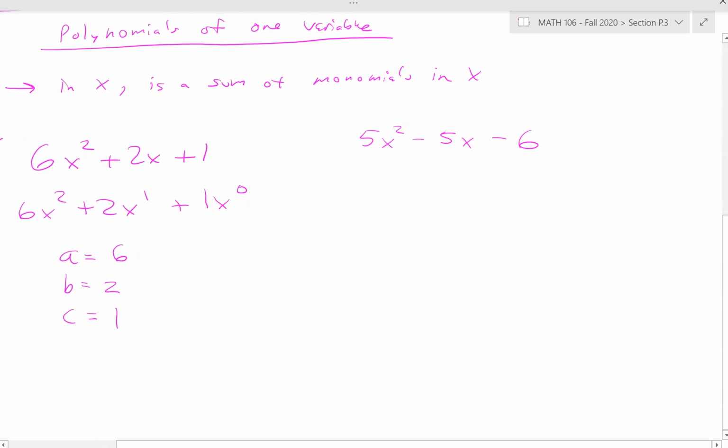Now in this example, I'm going to rewrite the polynomial a little bit. I'm going to rewrite it as 5x squared, I don't need to do anything there, and then plus negative 5x, and then plus negative 6. So my coefficients here would be 5, B would be negative 5, and then C is negative 6.